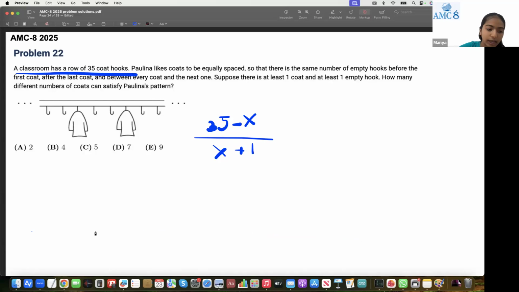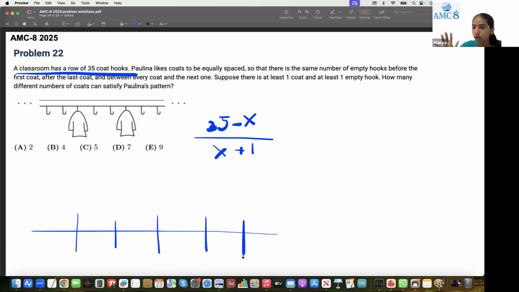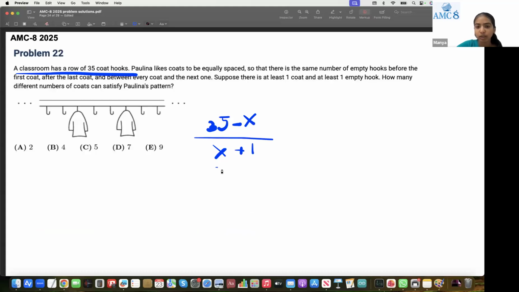Suppose that this is a straight line and we have 1, 2, 3, 4, 5 coat hooks. How many spaces will there be? 1, 2, 3, 4, 5, 6. So 6 spaces instead of 5. If there's 6 spaces over here, then we have to add 1 to this, because we have the first space, second, and so on to the very last space. That would also count. So this would be our final equation.